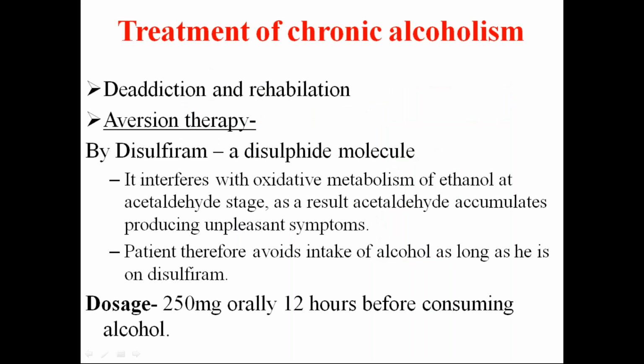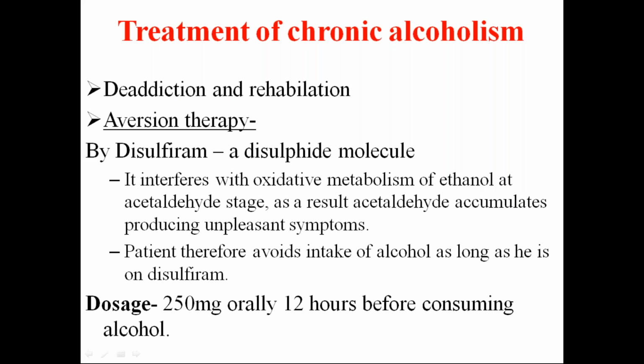What is the treatment of chronic alcoholism? De-addiction and rehabilitation, and then we have aversion therapy. Aversion means developing a hatred towards alcohol, for which we give a drug called disulfiram, a disulfide molecule. It interferes with the oxidative metabolism of ethanol at the acetaldehyde stage. As a result, acetaldehyde accumulates, producing unpleasant symptoms. The patient therefore avoids intake of alcohol as long as he is on disulfiram.